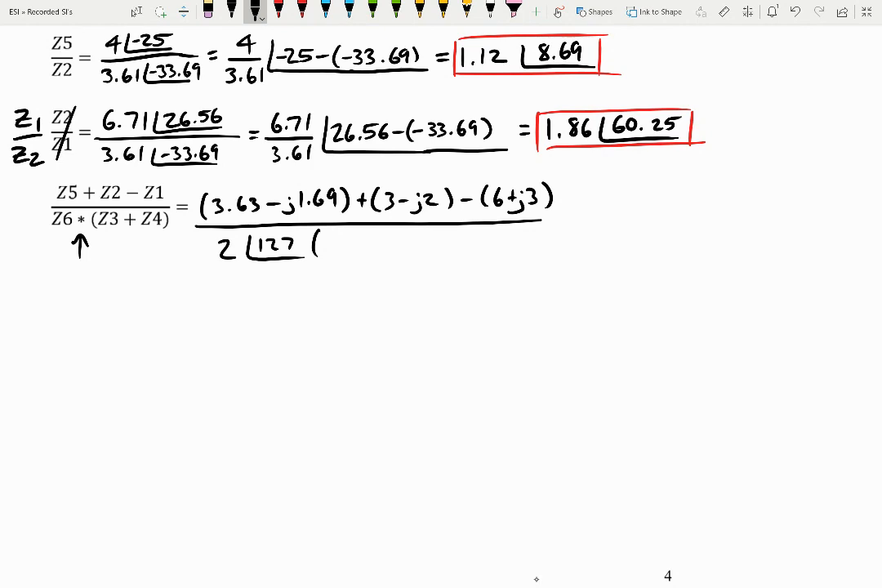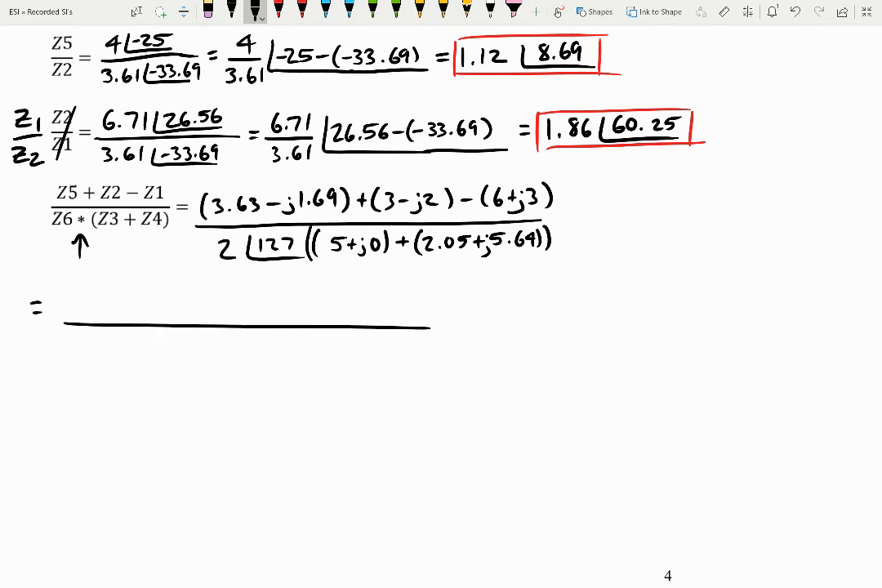Okay, so Z3. Since we're adding, we'll do 5 plus j0, plus Z4, which we said was 2.05 plus j5.64. Okay. So all we did was just sub in our vectors. Now let's simplify this down a little bit.